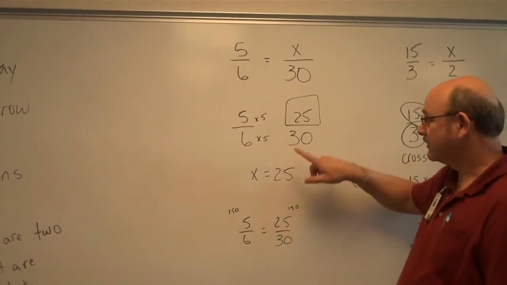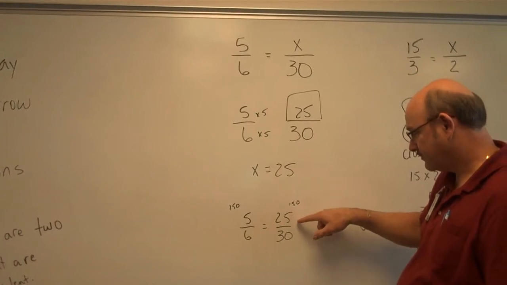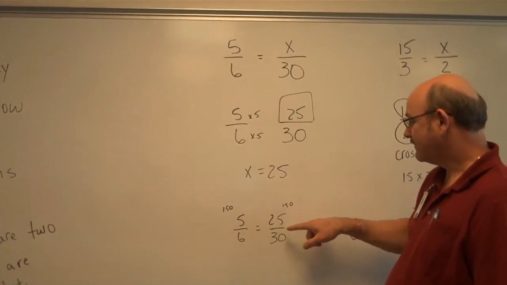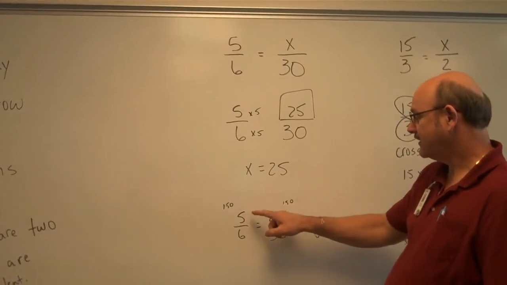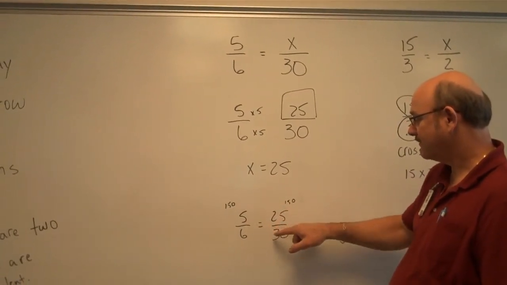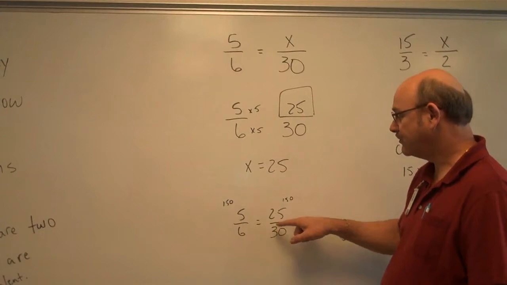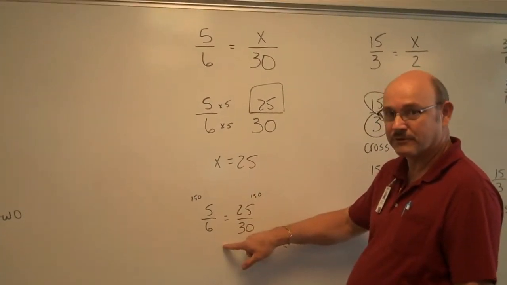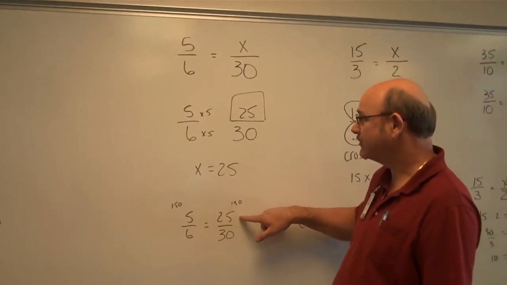If we put it in our original problem, 5/6 equals 25/30ths, we could say 6 times 25 is 150, 30 times 5 is 150, 5 times 5 is 25, 6 times 5 is 30. These are two ratios that are equivalent. They're equal, so they are a proportion. One way we could solve our proportion.